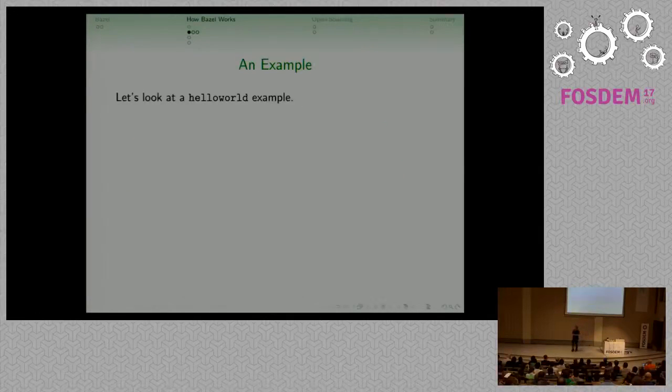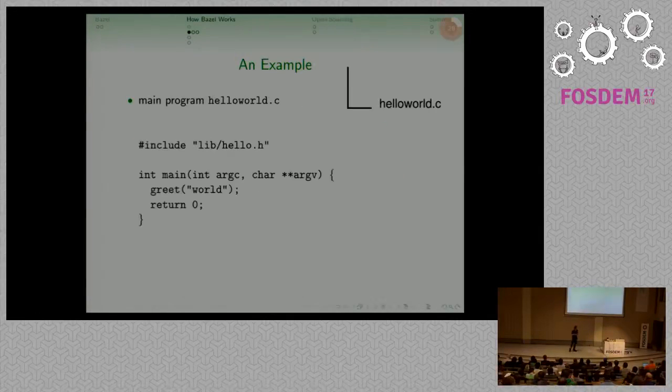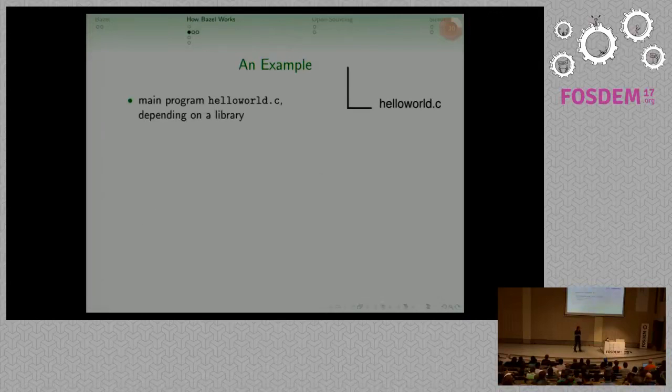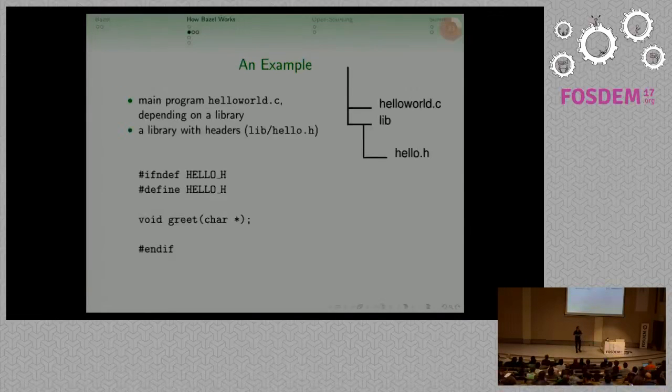Okay, but as I said, declarative style, how does it look? Let's look at a simple example. We want to write hello world, which is a simple program, except to demonstrate a point, I choose to make a call to a library. So this program depends on a library, as is usual with bigger pieces of software.